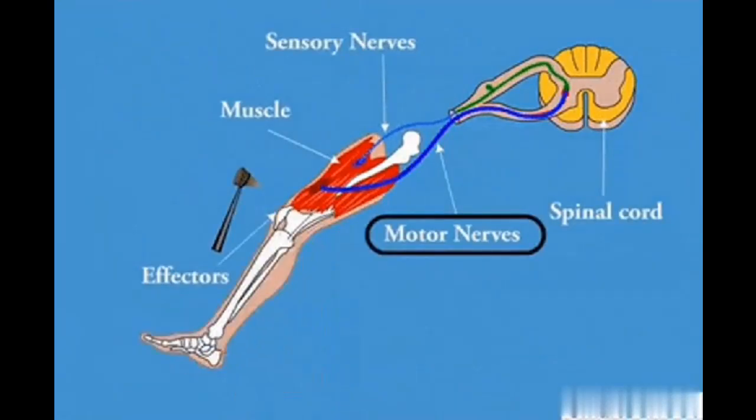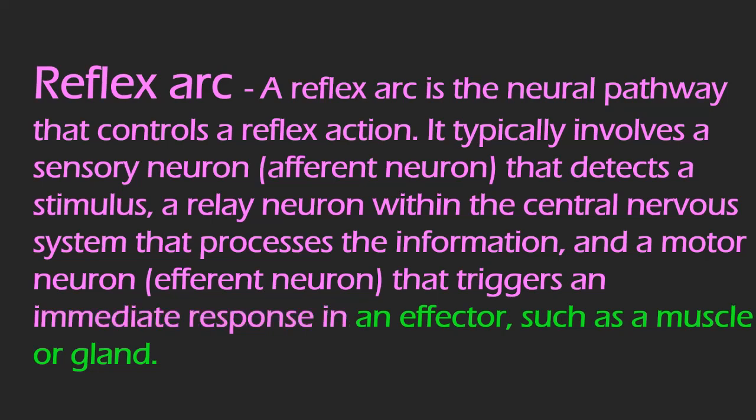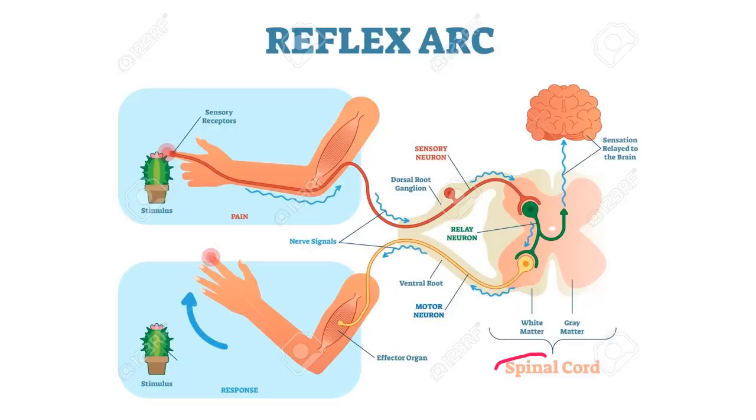Reflex arc. A reflex arc is a natural pathway that controls a reflex action. It typically involves a sensory neuron, that is afferent neuron, that detects a stimulus, a relay neuron within the central nervous system that processes the information, and a motor neuron, meaning efferent neuron, that triggers an immediate response in the effector such as a muscle or gland. The reflex arc allows for quick automatic reactions without the need for conscious thought, often bypassing the brain and instead routing the signal through the spinal cord. So, this is how a reflex action works.